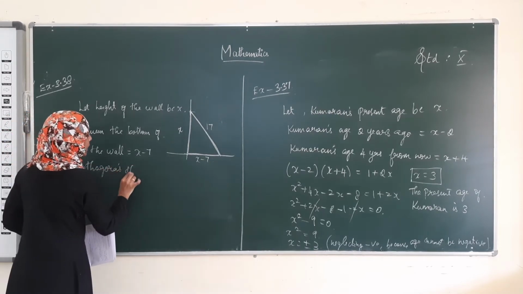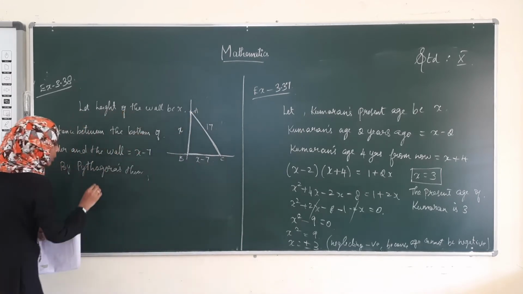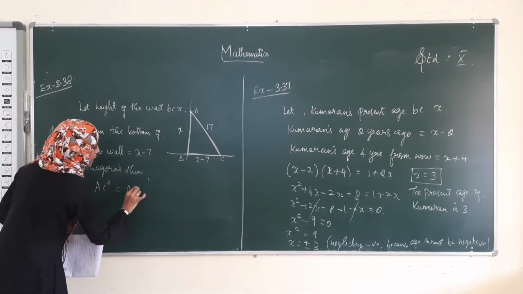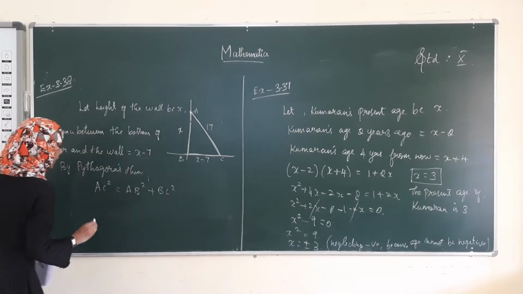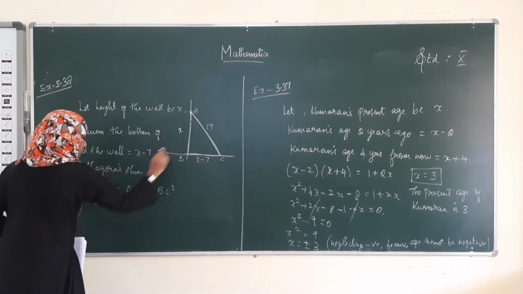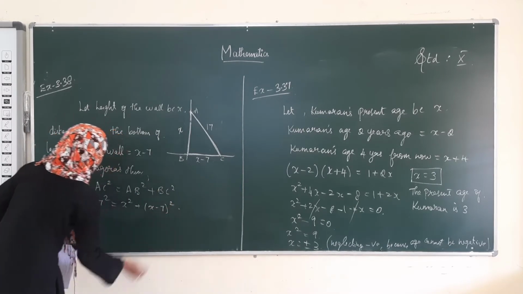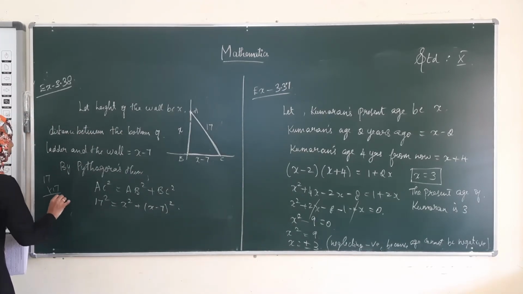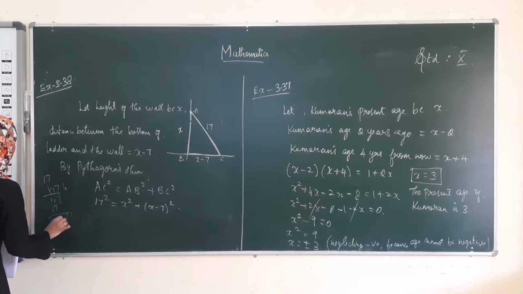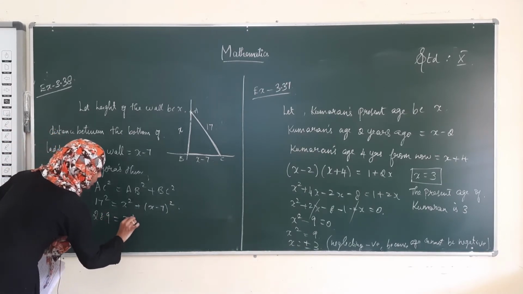By Pythagoras theorem, let this be A, this be B and this be C. We know that AC square is equal to AB square plus BC squared. AC is 17. Therefore, 17 square is equal to AB, which is x squared, plus BC, which is x minus 7, the whole square. 17 squared is 289, which is equal to x square plus.